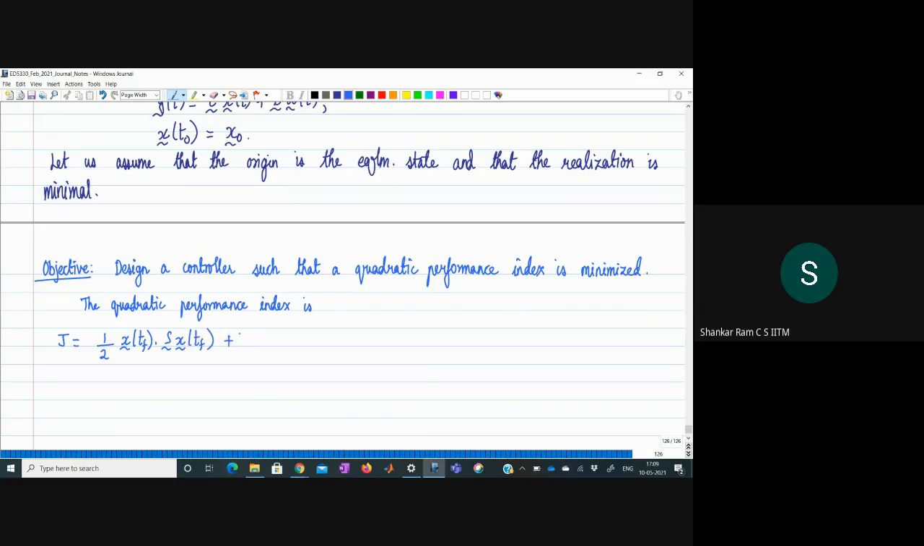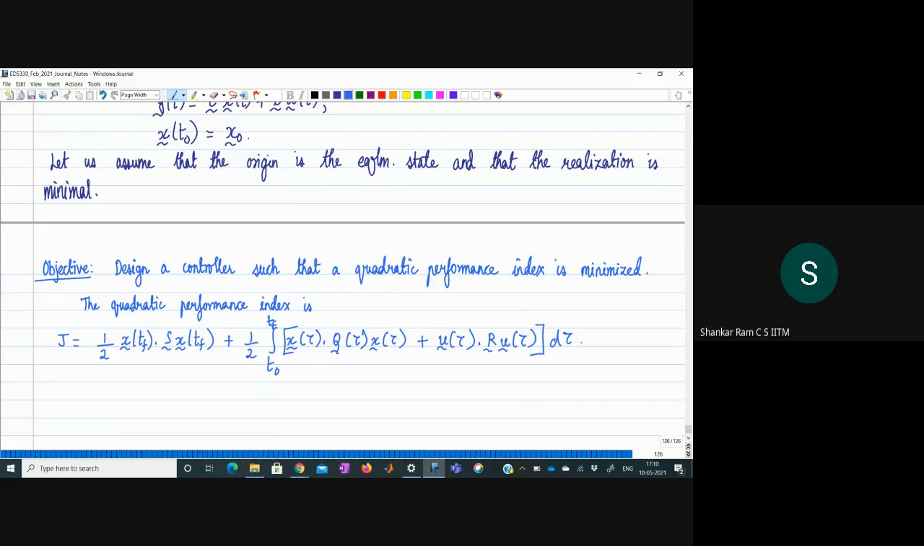Plus 1/2 integral from t0 to tf of x(tau) dotted with some matrix Q times x(tau), plus u(tau), which is the input, dotted with R times u(tau). So this is integrated from an initial time to a final time. That's what we have.